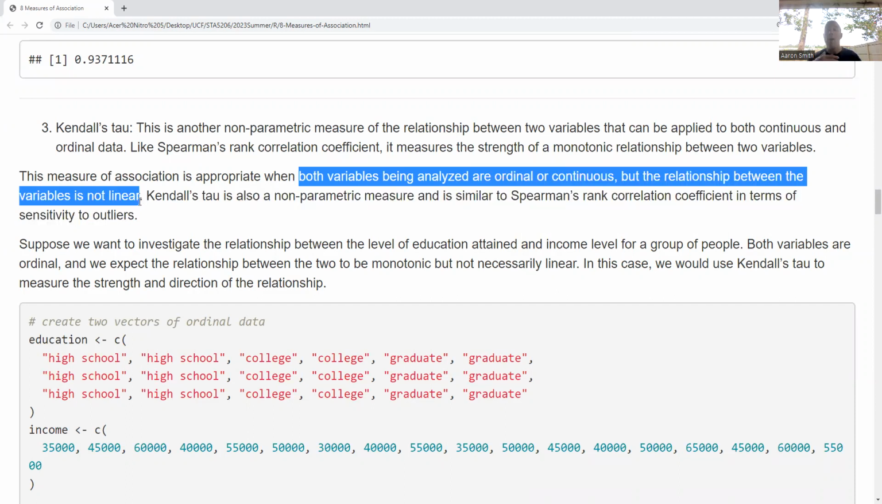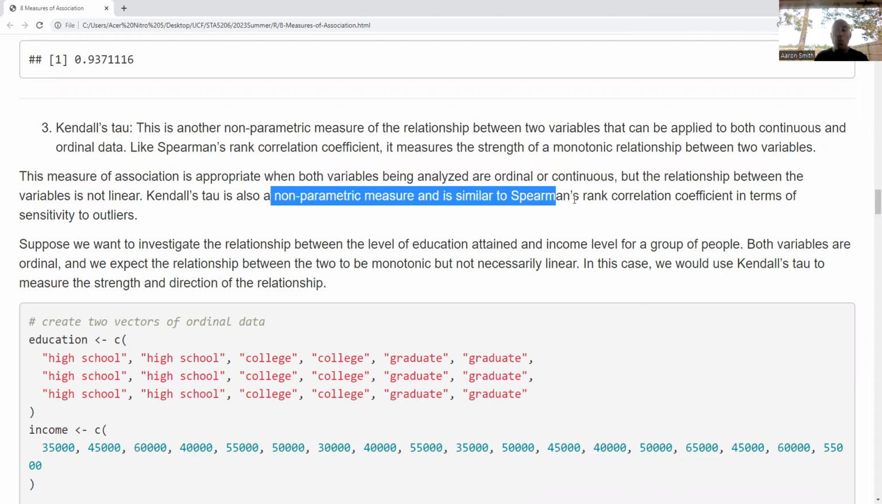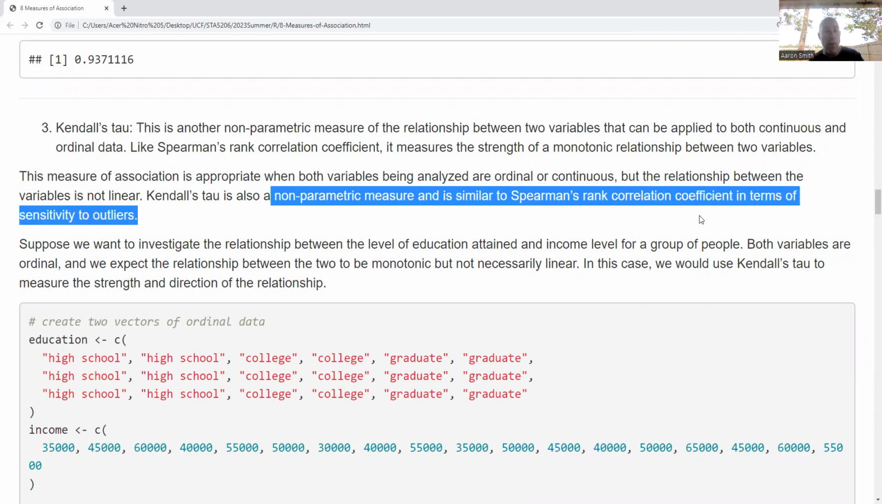So if I have a nonlinear relationship, or I believe there is a nonlinear relationship, I'm probably going to want to use Spearman's or Kendall's. My personal experience is that Kendall's usually takes a little bit longer to compute, so I usually use Spearman's more often. Kendall's tau is also a non-parametric measure and is similar to Spearman's coefficient in terms of sensitivity to outliers.